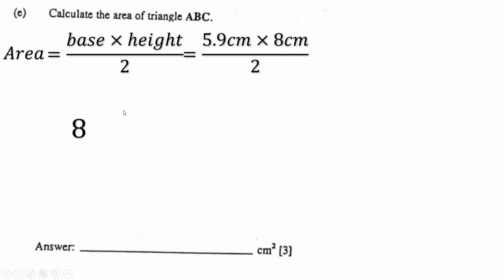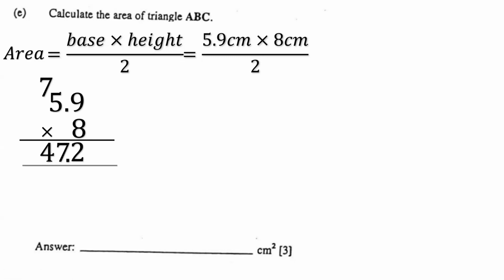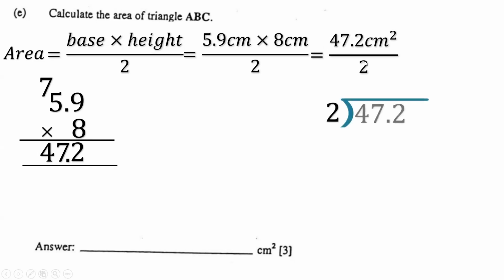And so 8 multiplied by 5.9: 8 times 9 is 72. Put the 2 down, put the 7 up. 8 times 5 is 40 plus 7. It's going to be 47. And we cannot forget the point there. And so that means that 8 times 5.9 is 47.2. We divide that number by 2. And what do we get when we divide by 2?